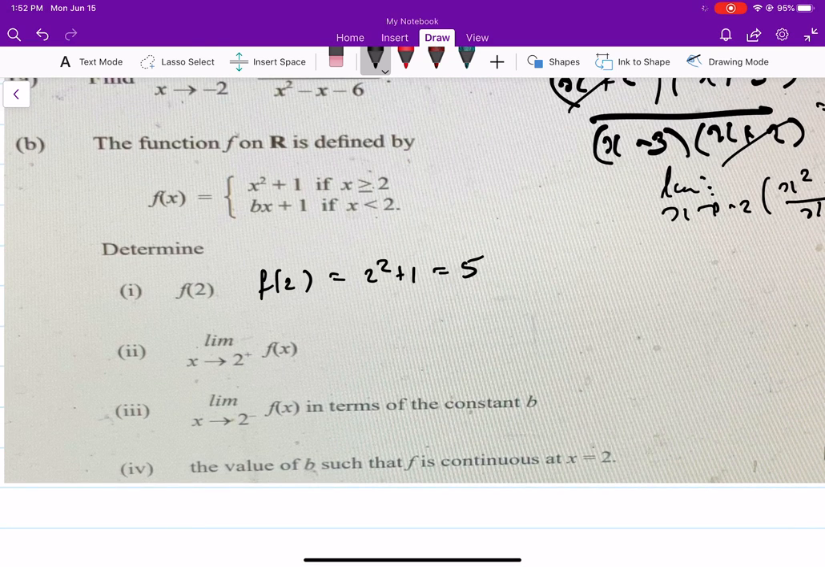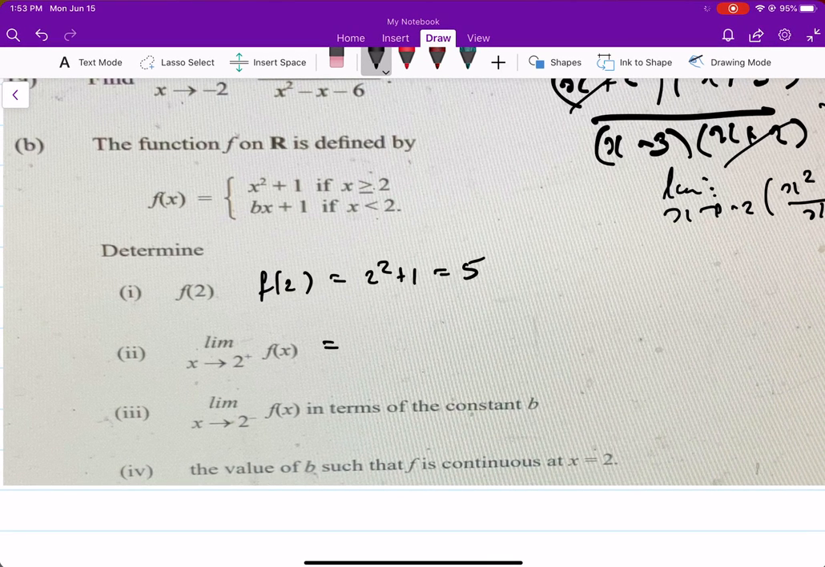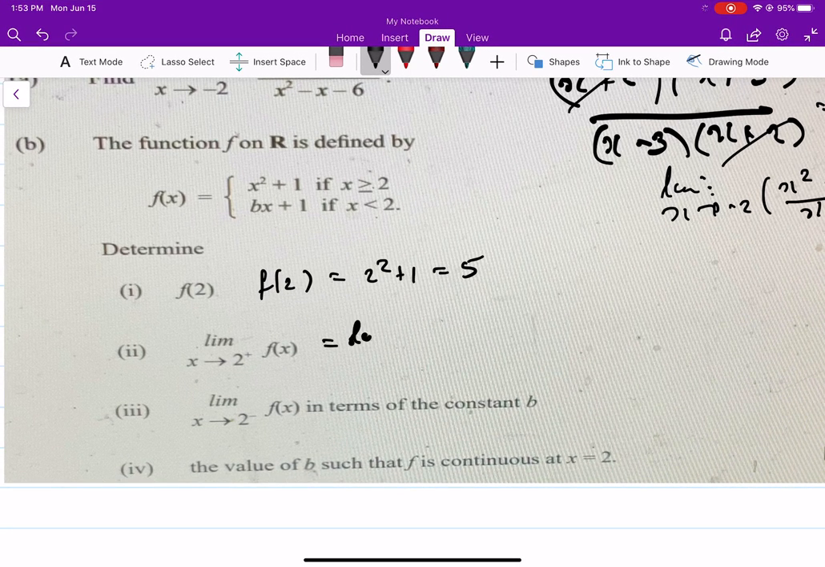The next part says find the limit as x is approaching 2 plus of f of x. Well, x approaching 2 plus means you're approaching from values to the right of 2, coming in from right to left. So the limit as x approaches 2 plus of f of x is equal to, you simply plug in 2 into that portion of f of x, the x squared plus 1. And that would be 2 squared plus 1, which is also 5.